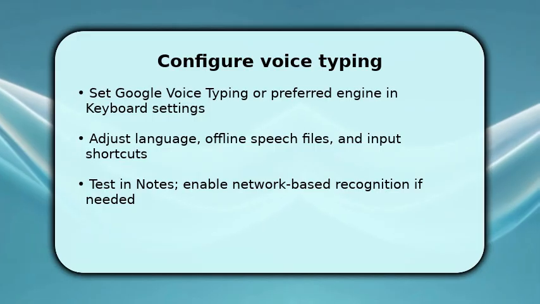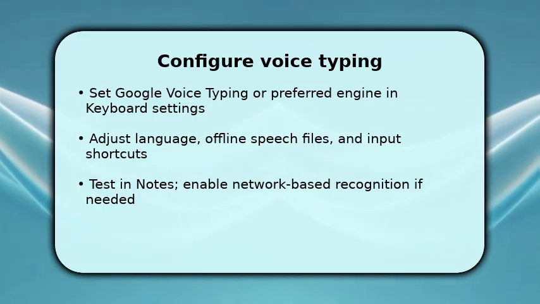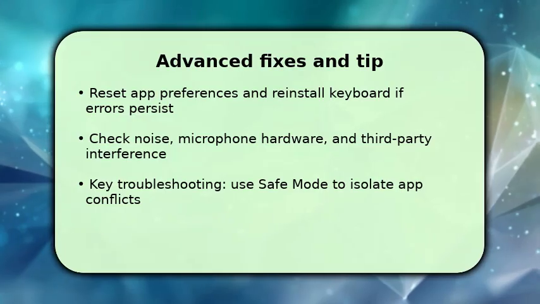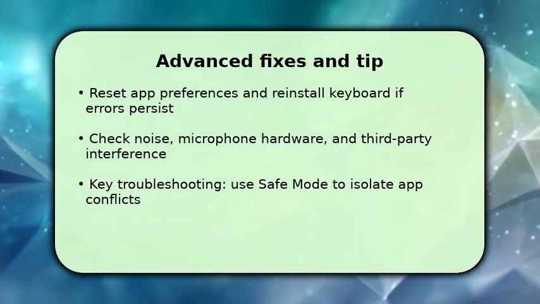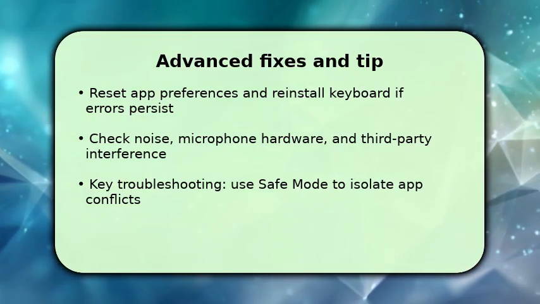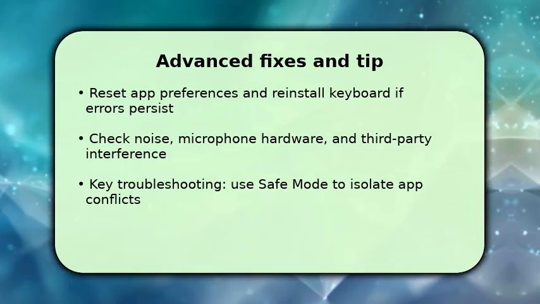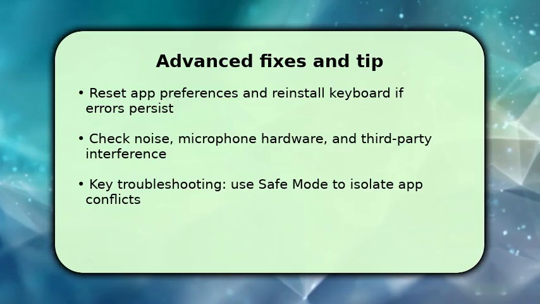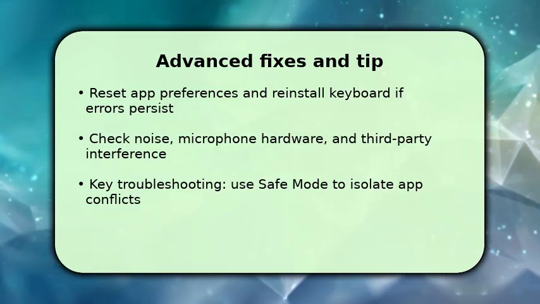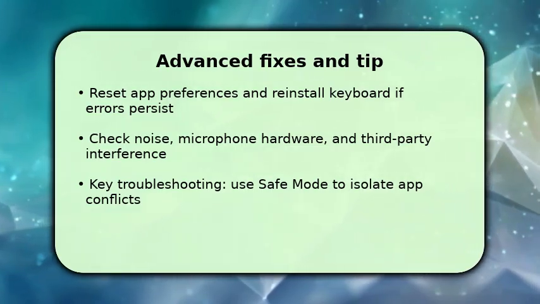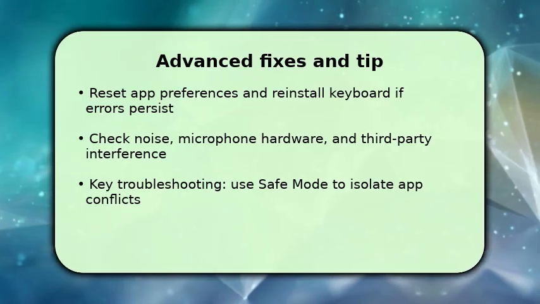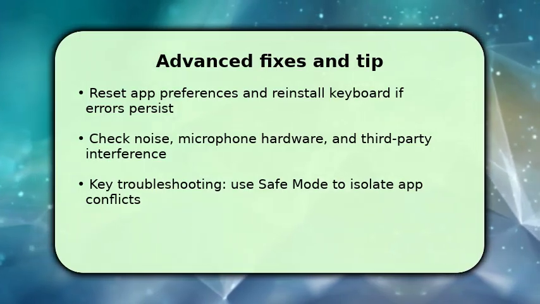Finally, apply advanced fixes to resolve stubborn problems. If voice typing still fails, reset app preferences in settings to restore disabled services, then uninstall and reinstall the keyboard or Google app. Inspect the microphone, remove cases, test with the camera app, and try a headset mic to rule out hardware. Disable battery optimizations for the keyboard and Google app so they run reliably.